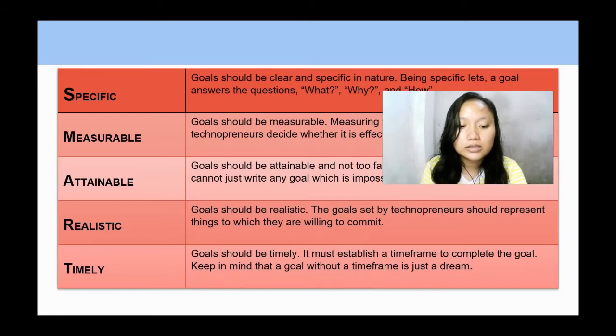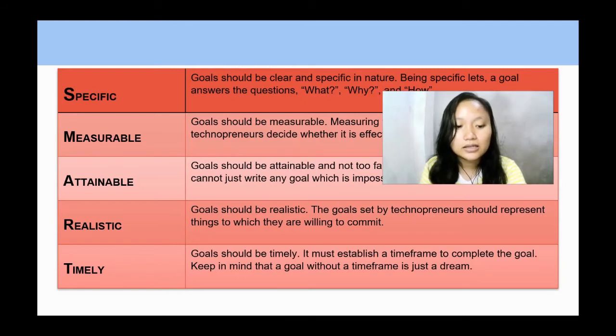Next is realistic. Goals should be realistic. The goals set by technopreneurs should represent things to which they are willing to commit. So, setting a goal should be based on what is real or practical rather than what is wanted or hoped for.